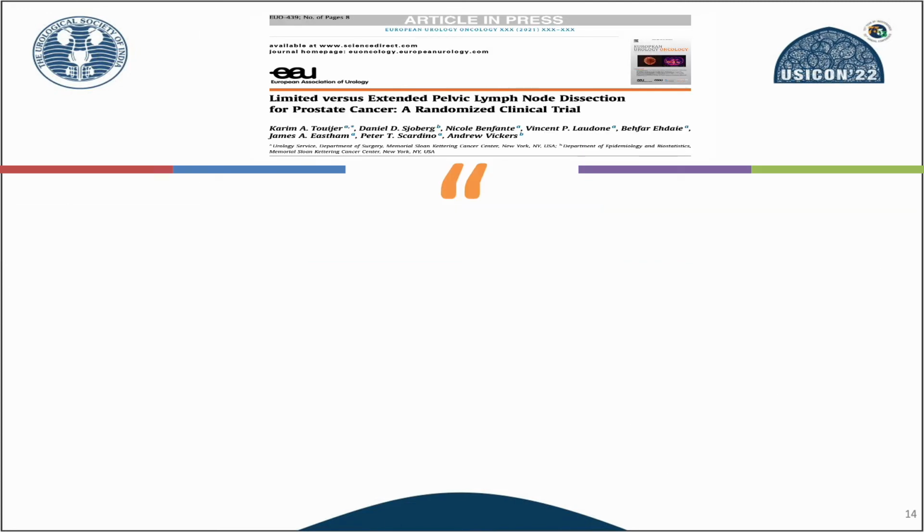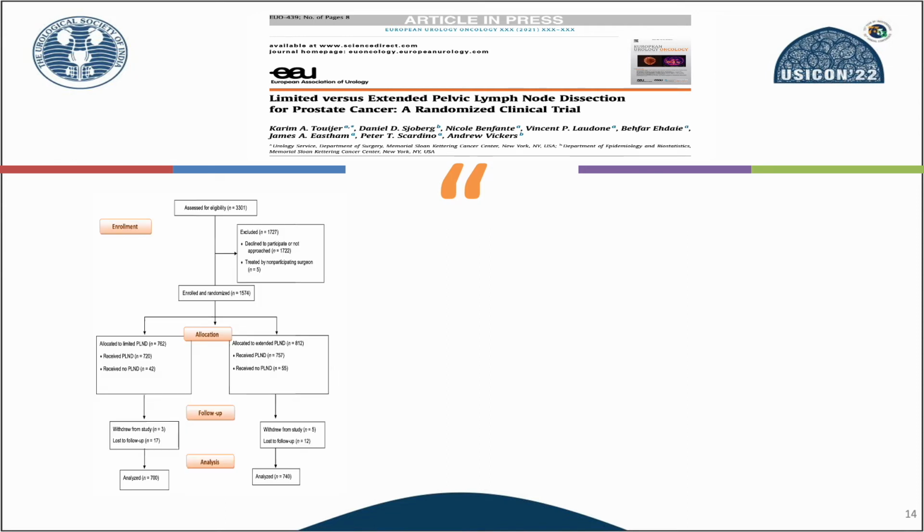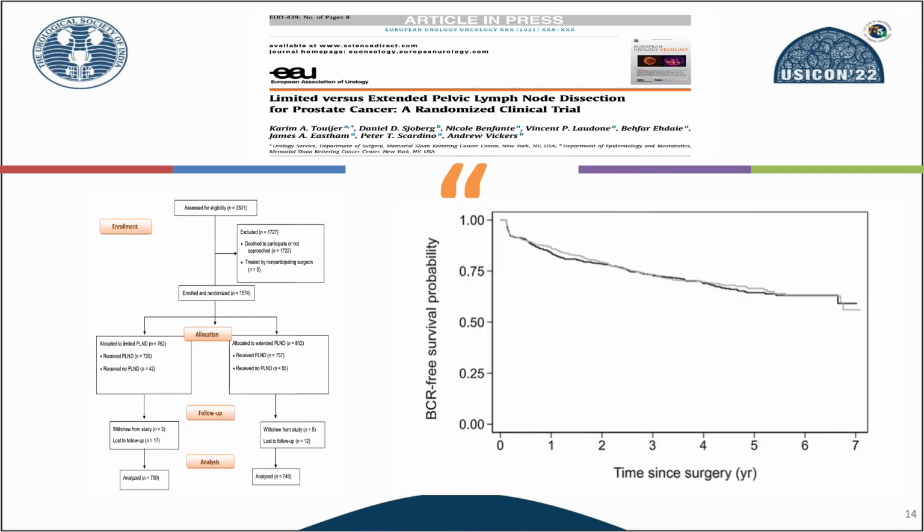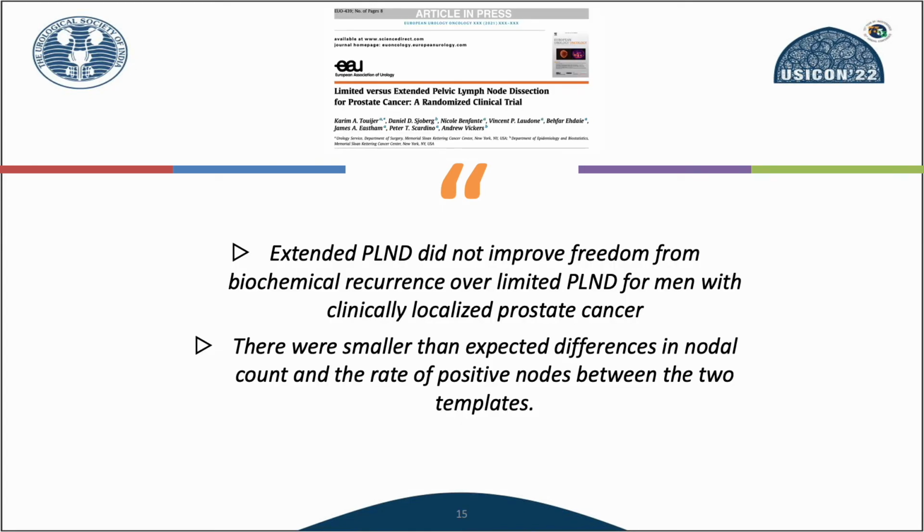A recent paper published by Lestingi in 2021 comparing the limited versus the extended pelvic lymph node dissection for prostate cancer concluded that there is no biochemical recurrence-free survival advantage in patients undergoing extended pelvic lymphadenectomy as compared to the limited one. So the conclusion of this study was extended pelvic lymphadenectomy did not improve the freedom from biochemical recurrence over limited pelvic lymph node dissection for men with clinically localized prostate cancer. There were smaller than expected differences in the nodal count and the rate of positive nodes between the two templates.